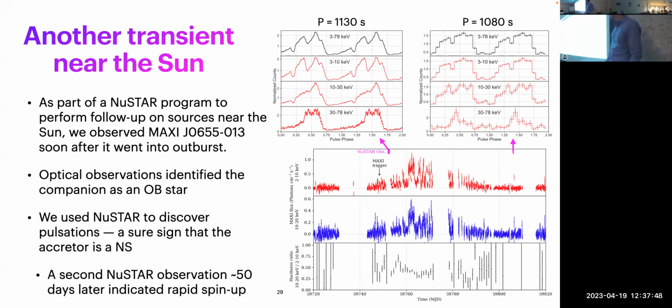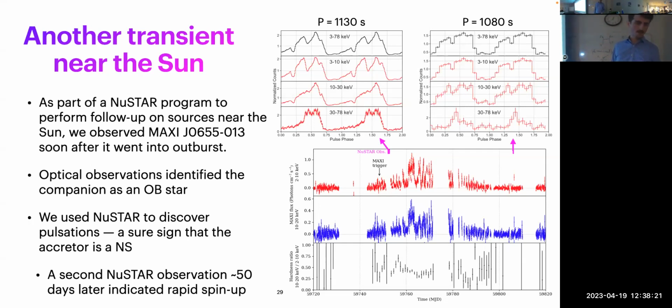Optical observations by people who are not me identified the companion as an OB star. So this is one of those sources that I mentioned earlier, where we have a high mass companion, in this case probably something like 20 solar masses. The neutron star is in a highly elliptical orbit around the companion. And when it comes in to periastron, it picks up a bunch of material and has this transient disk. And that's what we're seeing here, that disk is forming and then draining away as it gets farther away from the companion.